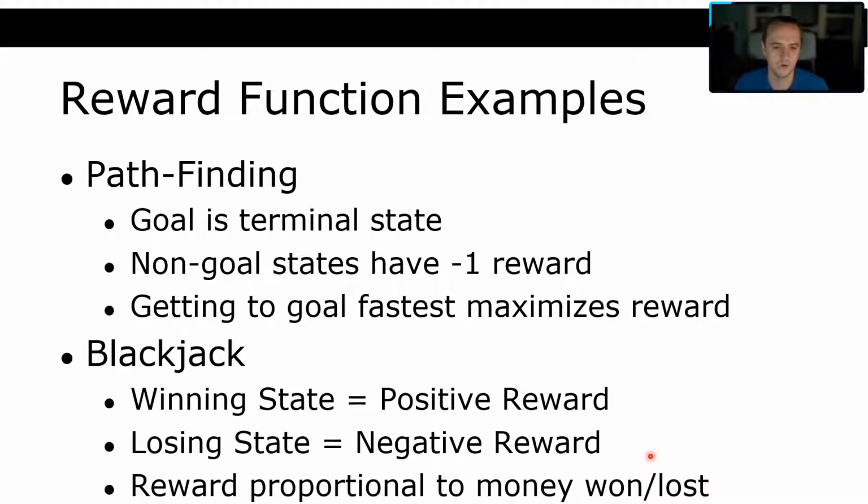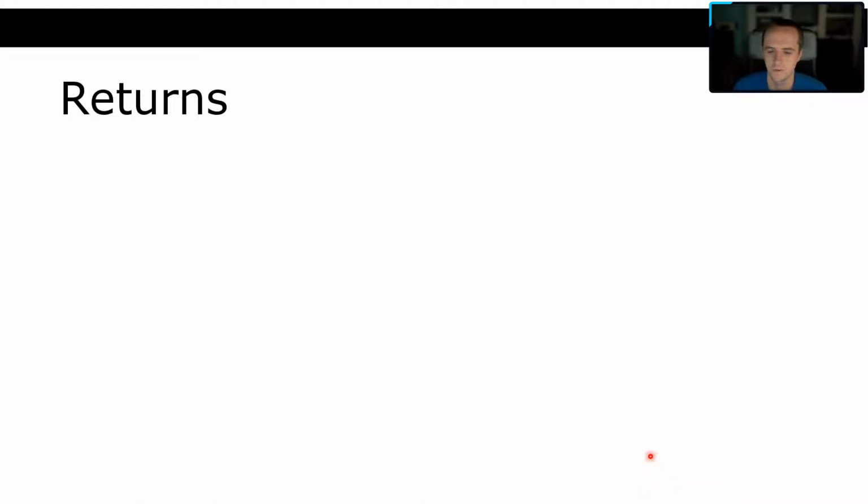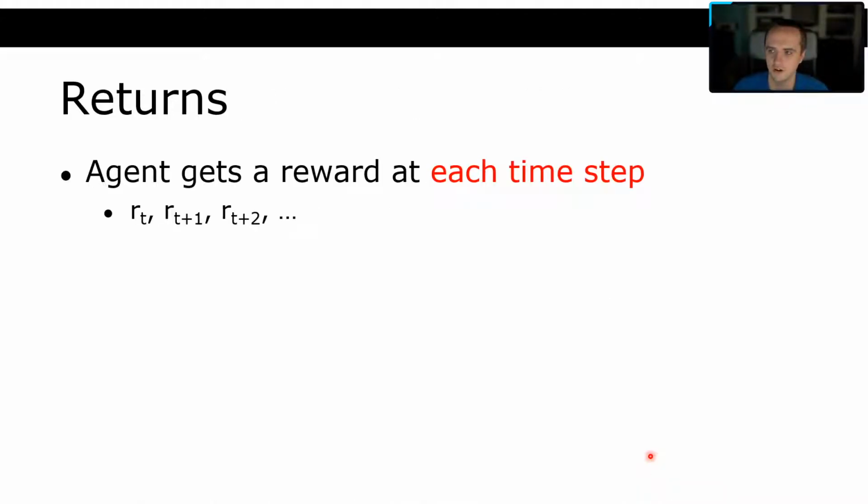So what we do is, if we want to be good at blackjack, if that's what we want our reinforcement learning algorithm to do, we have to shape our rewards to define what is success or what is failure within that environment of blackjack. And those are just two examples, but you can think of a bunch of different examples. Now we'll talk about returns.